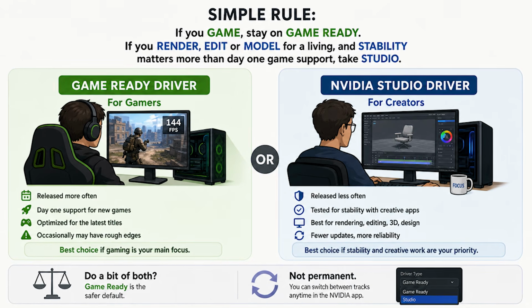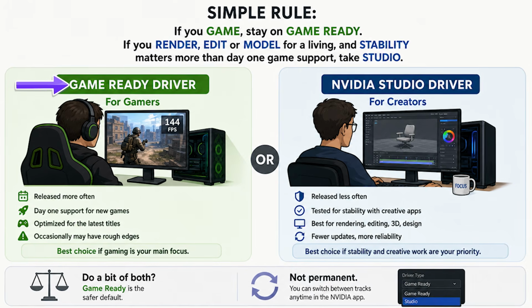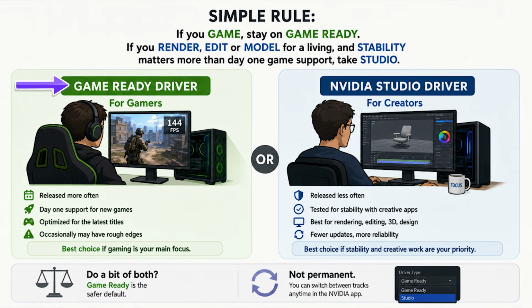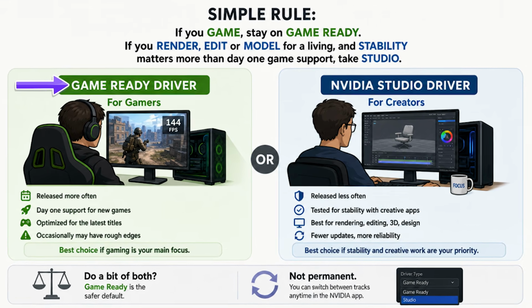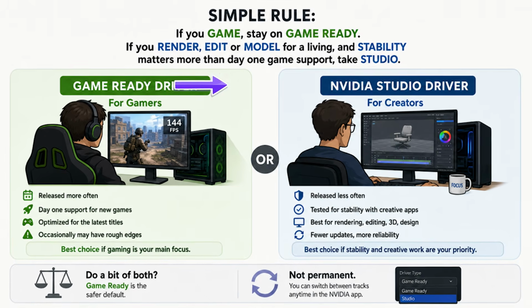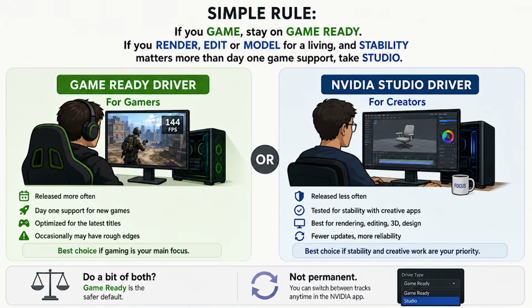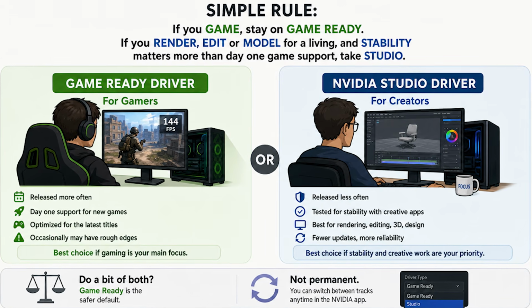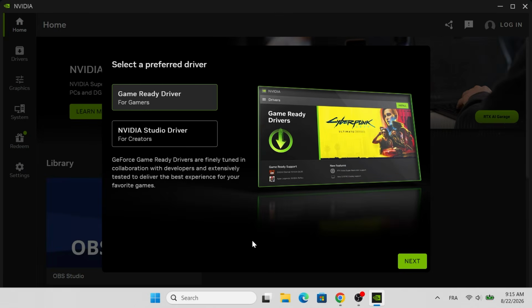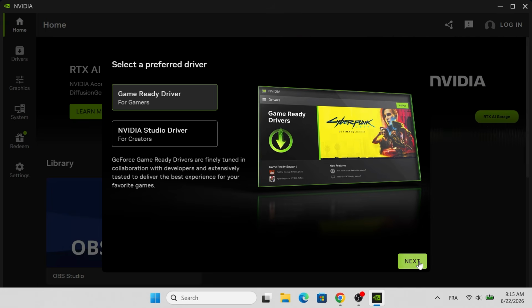So, simple rule: if you game, choose Game Ready. If you render, edit, or model, and stability matters more to you than day one support for a new title, choose Studio. If you do a bit of both, Game Ready is the safer default, and that's what I'm picking here. So click Game Ready driver and click Next in the bottom right.